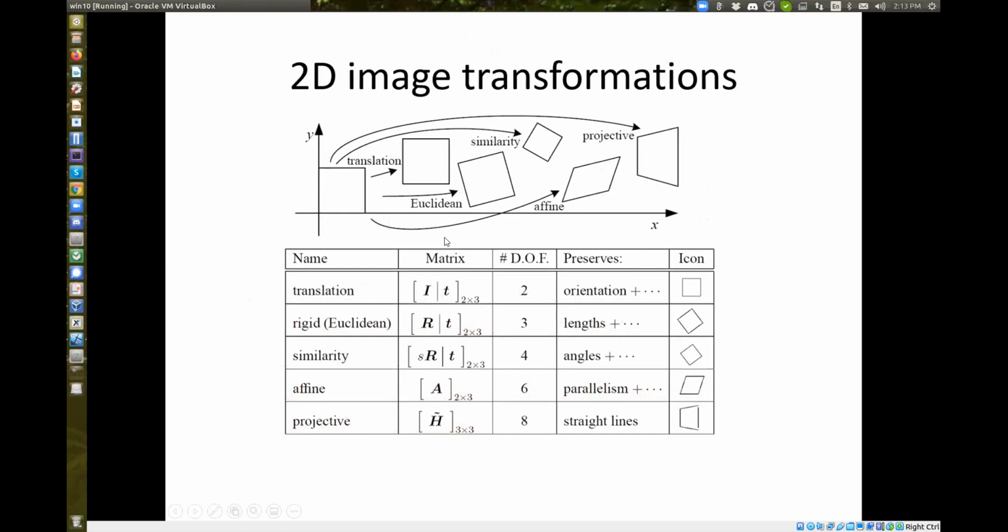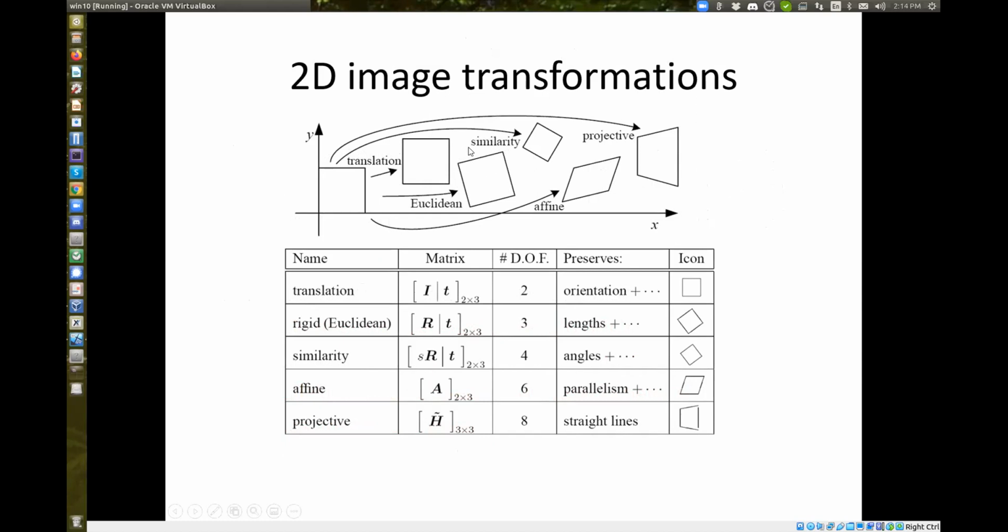Okay, this is just a summary slide basically. I have translation, then the similarity transform, and then, okay, let's see. Translation is like that. And I have the Euclidean transform, which is basically just rotation plus translation.